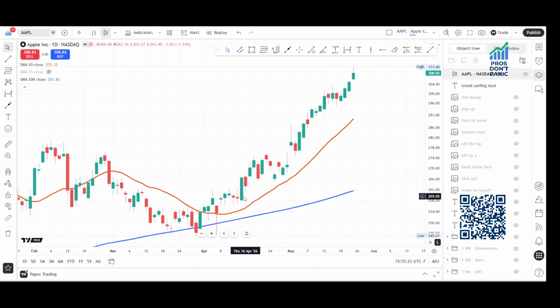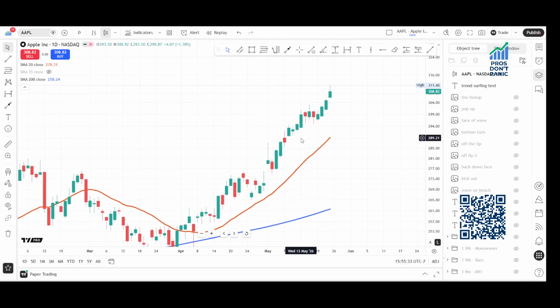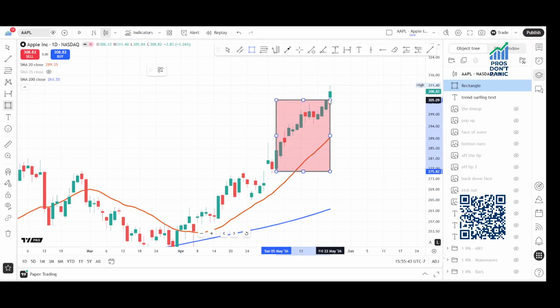Is it a real trend? If it is a real power wave, it will continue, and it did. So it comes down the face, pulls back, goes down the face. It might pull back again and do another run. We're currently at this moment still running down the face. So this face is pretty much everything from here to here. This is the face of the wave.